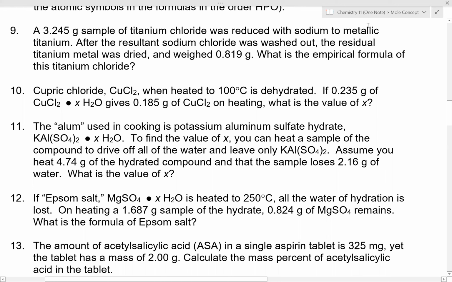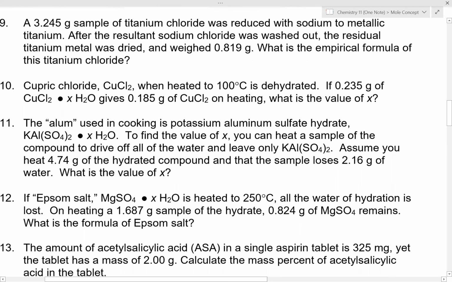And what I wanted to do today was focus on a couple of higher level thinking questions when we're doing empirical and molecular formulas. Now these ones, you follow the same processes as what you had learned in the previous two videos. But what I've done is thrown a little twist in each and every one of them.